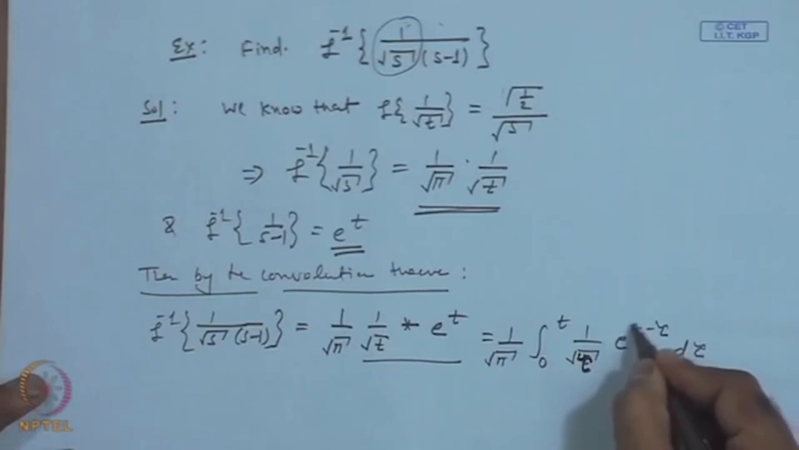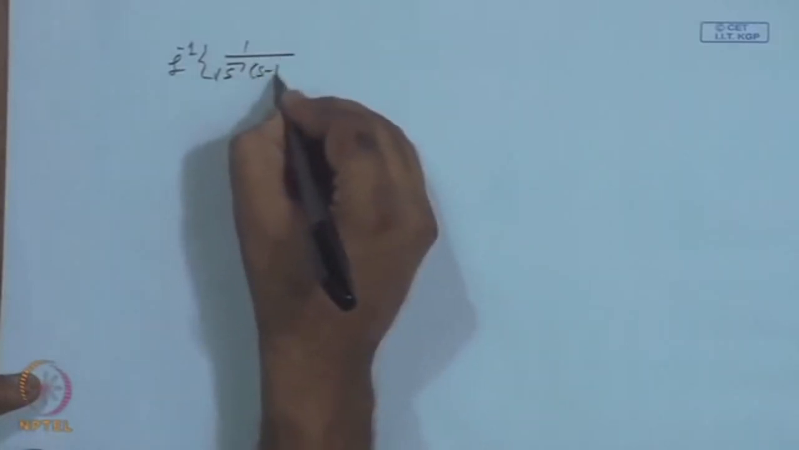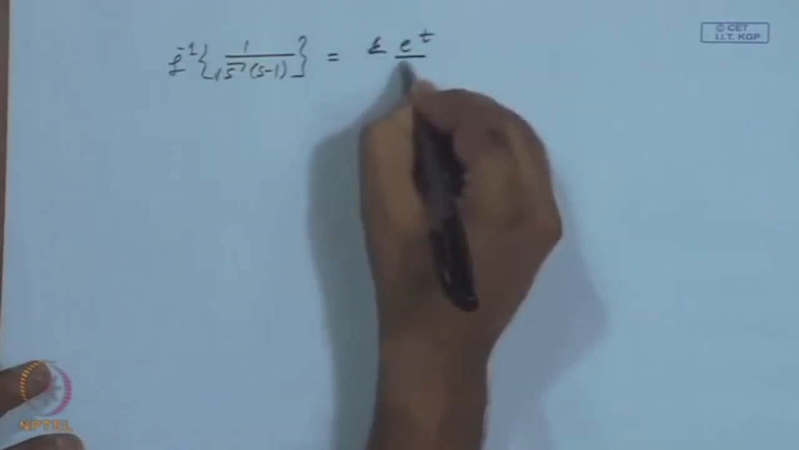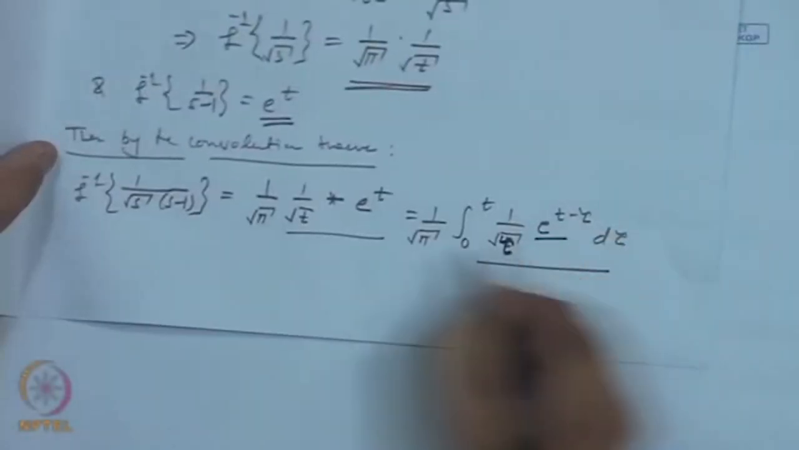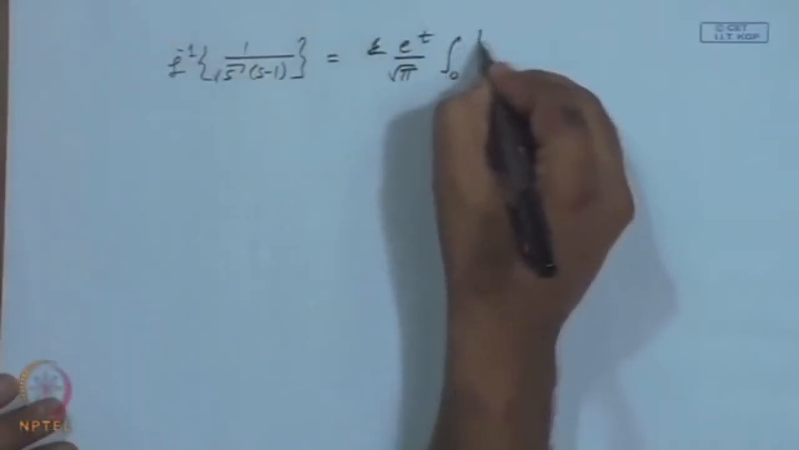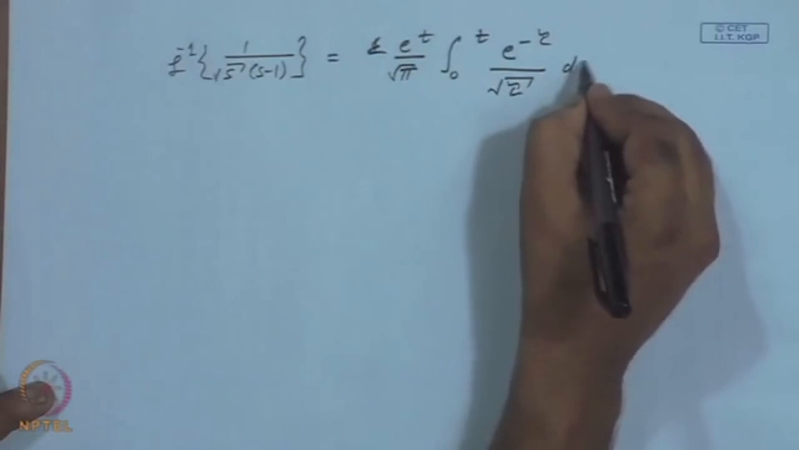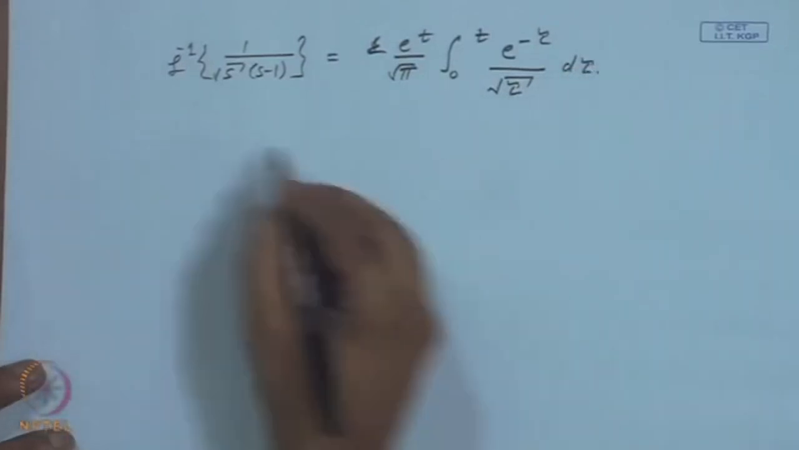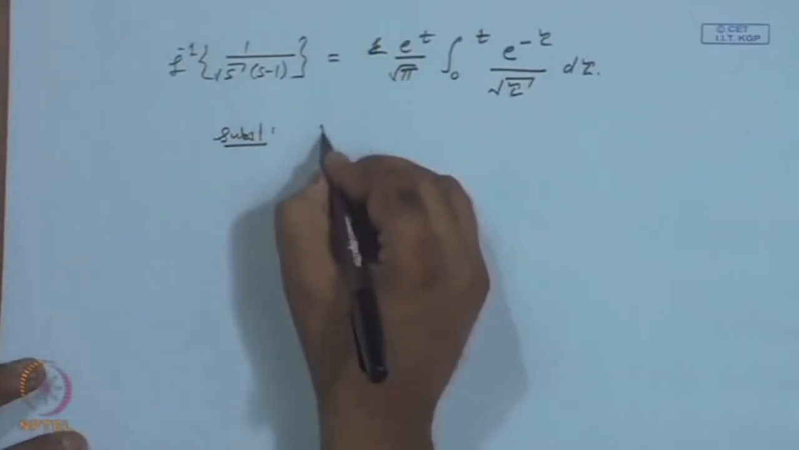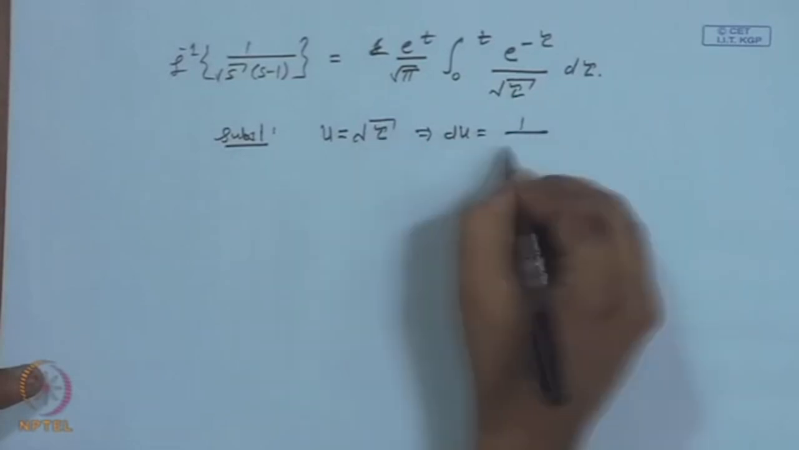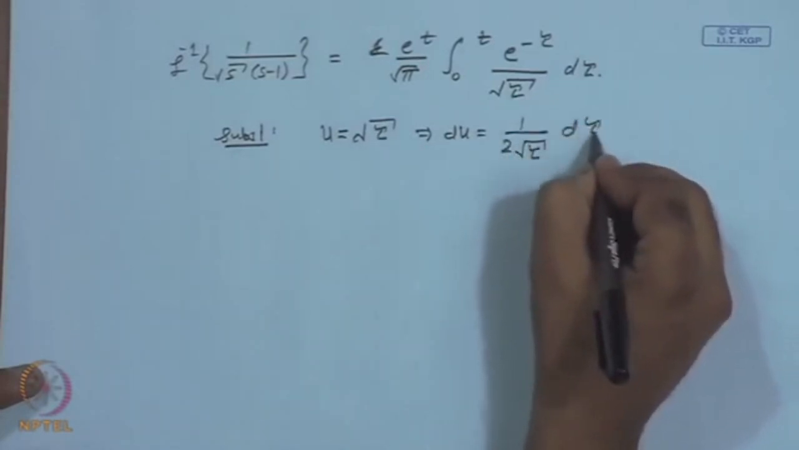Now e to the power t is a constant with respect to tau, so we can take it out of this integral. We get the Laplace inverse of 1 over square root s times (s minus 1) equal to e to the power t over square root pi, times the integral from 0 to t of e to the minus tau over square root tau d tau. Now, if you substitute u equal to square root tau, then du is 1 over 2 square root tau d tau. Then what do we get?